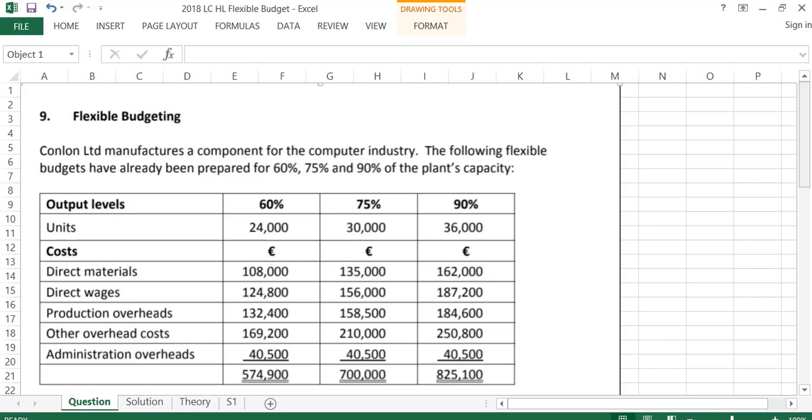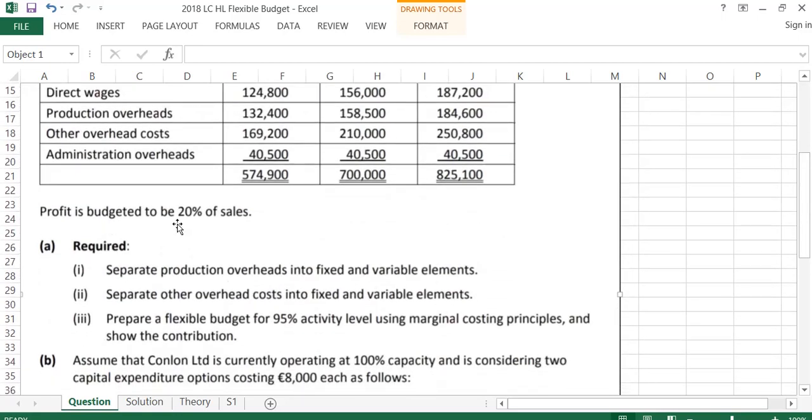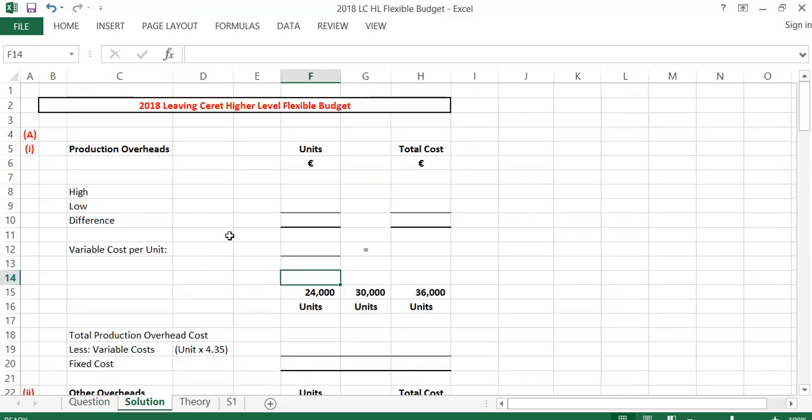Today we're going to look at the 2018 Leaving Cert Higher Level Flexible Budget question. Part A of this question asks us to separate production overheads into fixed and variable elements. To do that, the first thing we're going to do is get the variable cost per unit, because when we have that, we'll be able to get the variable costs, and when we have the variable costs, we'll be able to work out the fixed costs.